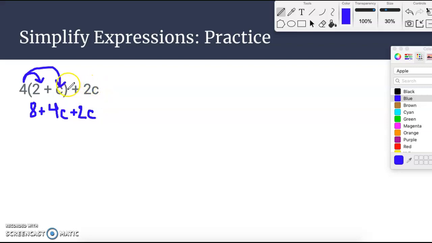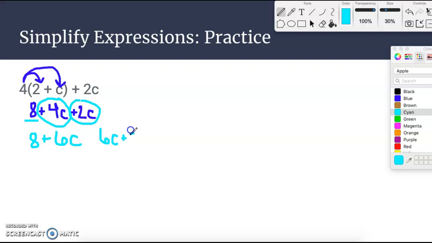Okay, so now I have gotten rid of the parentheses, but this is not done because we still have like terms with the 4c and the 2c. So I'm going to combine these terms. Positive 4c plus 2c is 6c. And those are positives because everything is positive right now. And then 8 is a constant, but it doesn't have any other constants, so we just bring that down. And we can write this as 8 plus 6c, or if you would like to write it as 6c plus 8, you can write it that way too, as long as both terms are positive. These are both written in simplest form because there are no more like terms and there are no more parentheses.